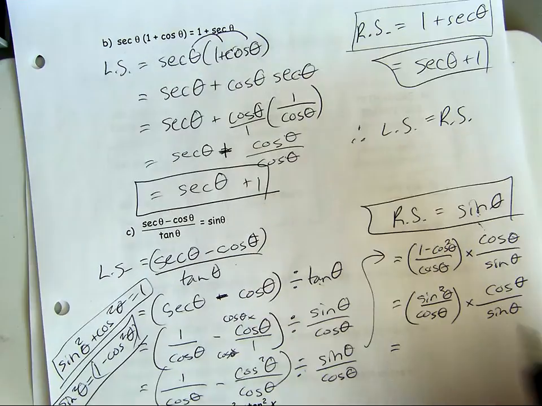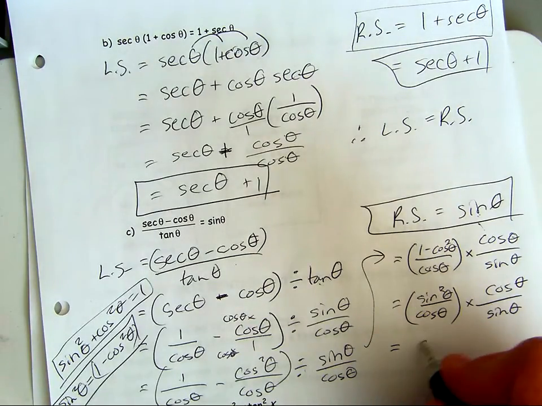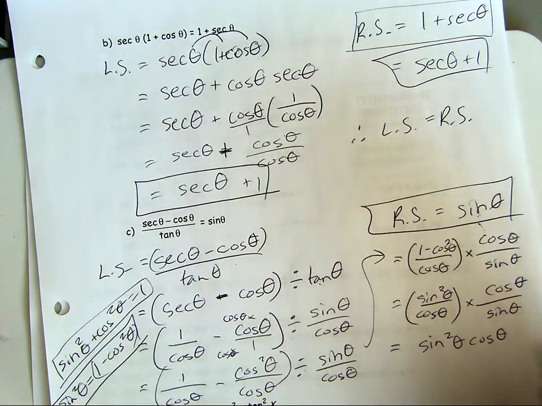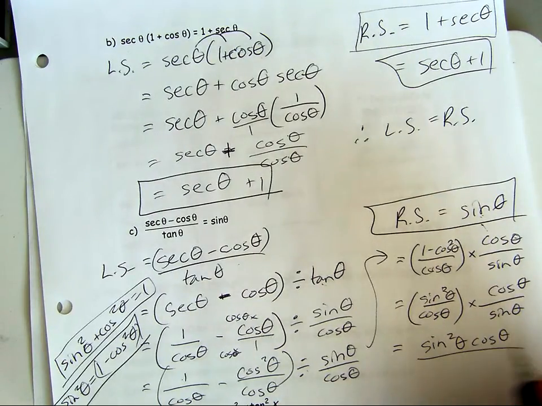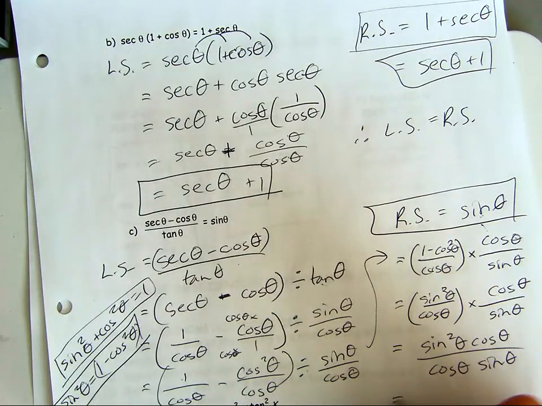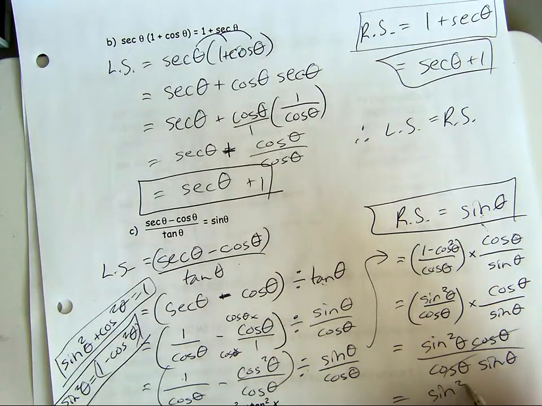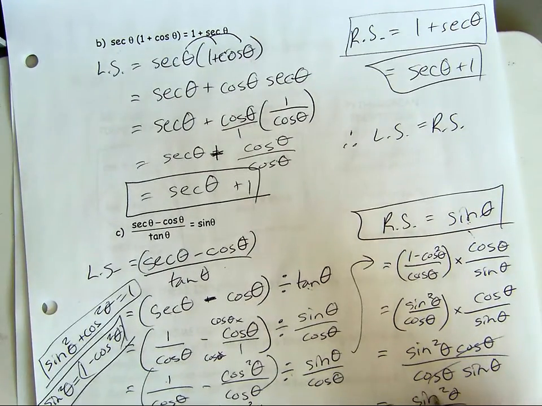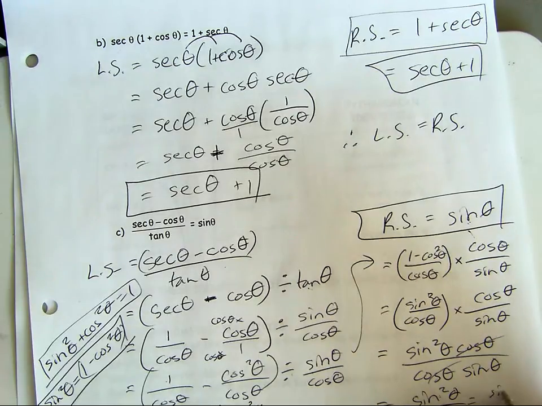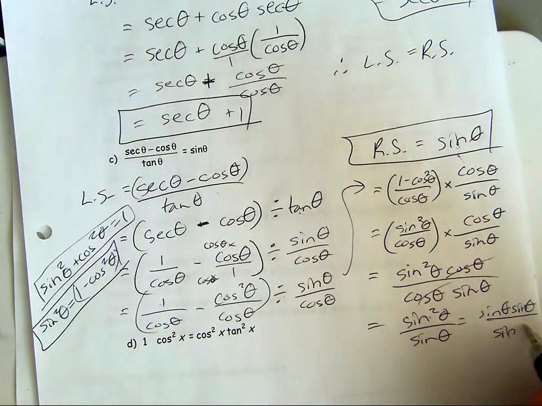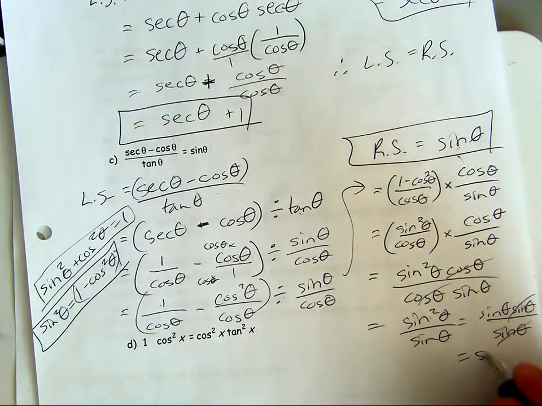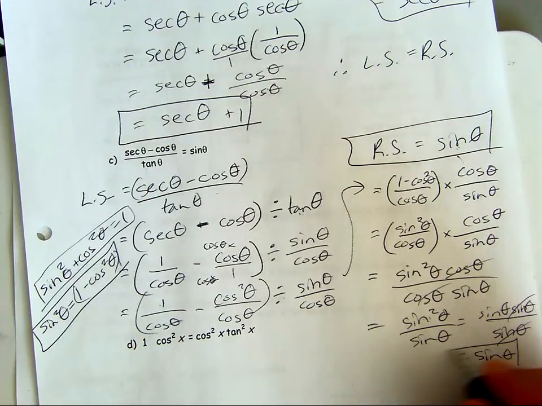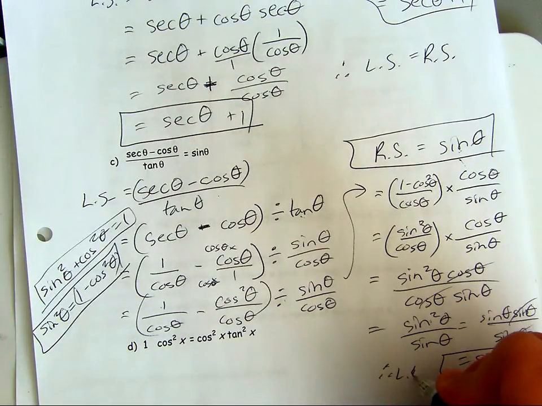Continuing this and doing the multiplication, sine squared times cos is just sine squared cos. On the bottom is just cos times sine. And then if I continue this, that divided by that is gone, so I'm left with sine squared theta all over sine theta. Now remember, sine squared theta just means sine times sine. It actually means sine theta times sine theta all over sine theta. So if I cancel out another one, I'm just left with sine theta. So therefore, the left side is equal to the right side because both of them are equal to sine theta.